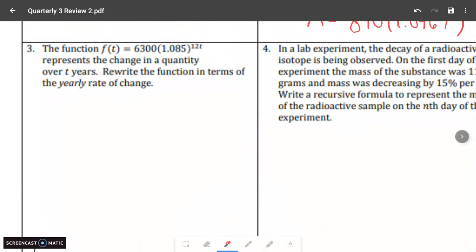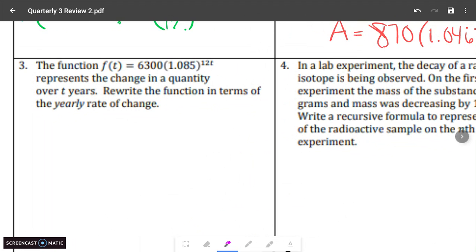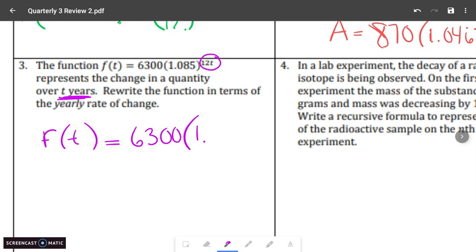For 3, we're told that t is in years. Rewrite the function so it's a yearly rate. So it's just the opposite here. T by itself would be years, right? So we have right here 12t. So this is not in years right now. We're trying to get t by itself. So to get t by itself, the only thing I'm going to do differently is I'm going to take the function we have, but instead, since I want my exponent to just be t, I'm just going to slide that 12 right in.